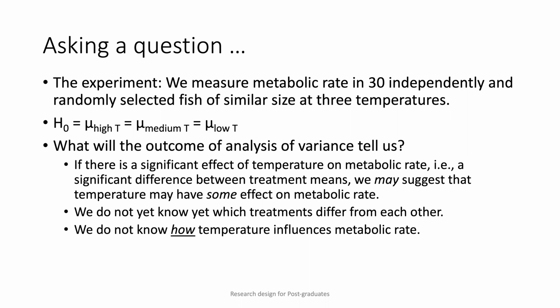We'll go back to our template one more time, and that is your null hypothesis was that there is the same metabolic rate for medium, high, and low temperatures, and the outcome of the analysis of variance can tell us whether there may be an effect of temperature, but it does not tell us how that effect worked and where it is. It only tells us that there may be one if we reject H0. So that's good information, but not in any way complete.